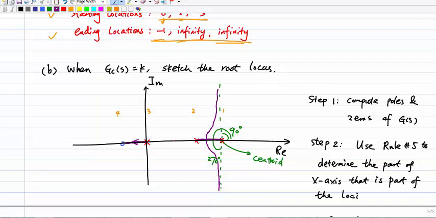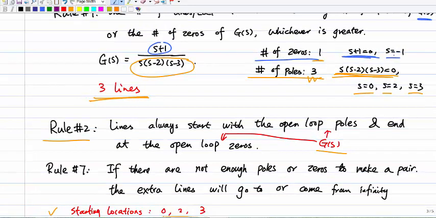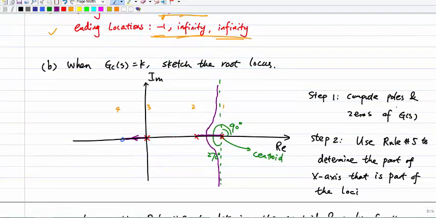First of all, I draw the real line and the vertical line, the imaginary line. Step one is to compute the poles and the zeros of G(s), the open loop one. I already computed this: the zero is negative 1, and the poles are 0, 2, and 3. I already computed it from the previous step, so I don't compute it here. If you haven't, you can compute that one.